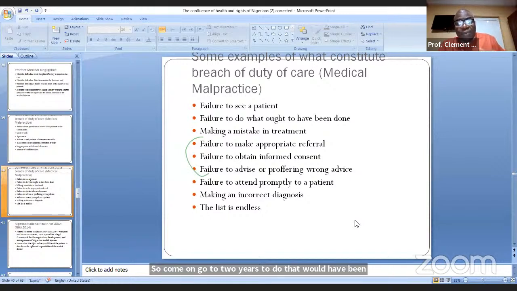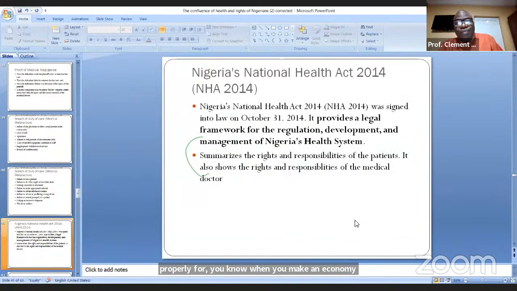Failure to obtain informed consent. Anything you do as a doctor, you must take informed consent. That means the patient is aware of what you want to do, is aware of the complications, is aware of the alternatives and all that. He will still go ahead and do the operation. That was called informed consent. Failure to advise a patient, or when you give wrong advice. Failure to attend to a patient promptly. Failure to make a correct diagnosis.